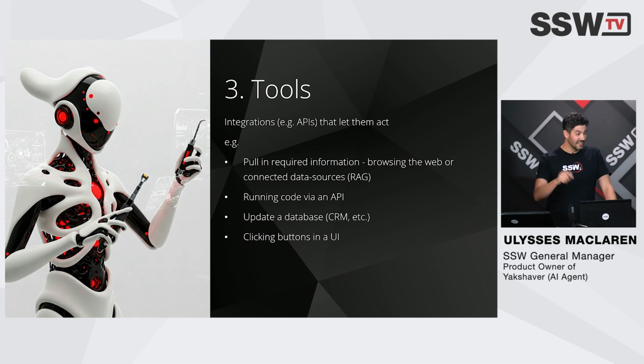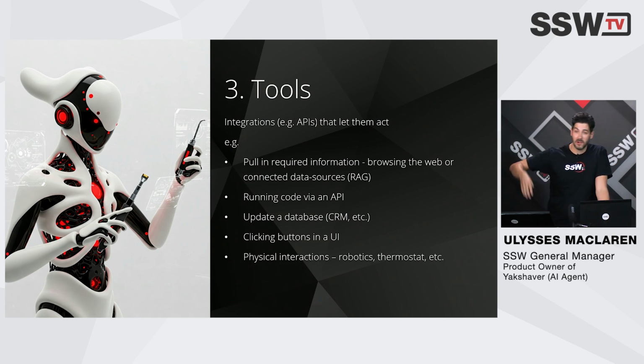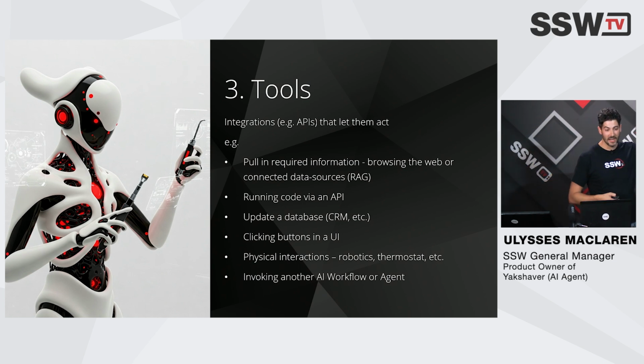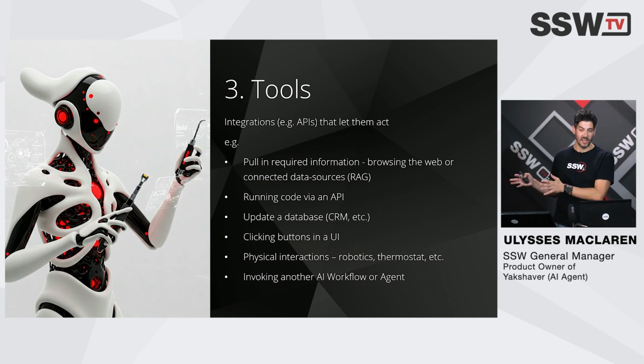It could be physically clicking buttons in a user interface, so actually using physical screens. Or it actually could be literally physical interactions, closing the blinds, turning on the thermostat, whatever. And interestingly, it can be invoking another agent. So I'm one agent and I want another agent to help me out with a step that I can't do myself. It could also just be using a classical AI system as well.